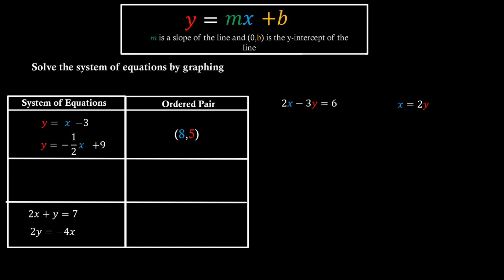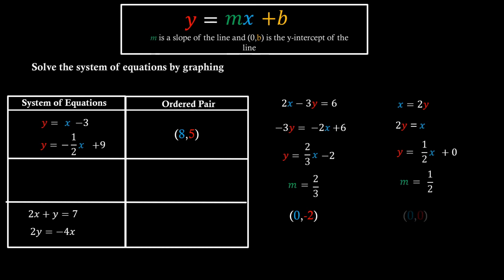We can subtract 2x from both sides to get negative 3y is equal to negative 2x plus 6. Now if we divide both sides by negative 3, we get y is equal to 2/3 x minus 2. We can see that the slope is 2/3 and the y-intercept is (0, -2). For the second equation, x equals 2y is the same as 2y is equal to x. If we divide by 2 on both sides, we get y is equal to 1/2 x plus 0. With this, we can see that the slope is 1/2 and the y-intercept is (0, 0).